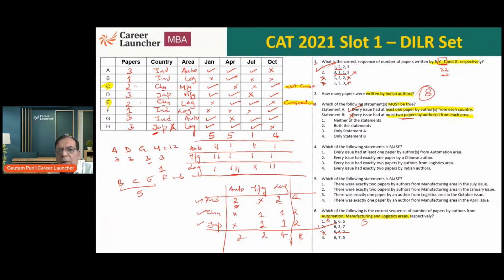So statement B is wrong. The correct answer is choice 3. Question number 4. Which of the following statements is false? Okay. Great. So let's check.